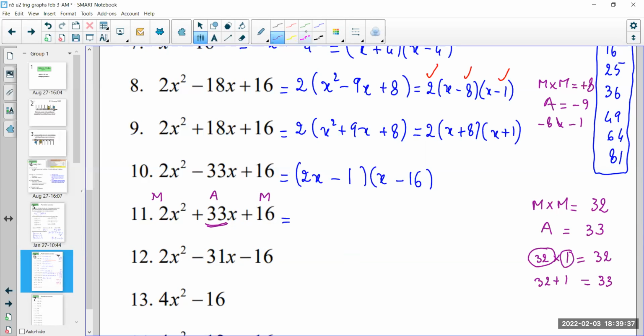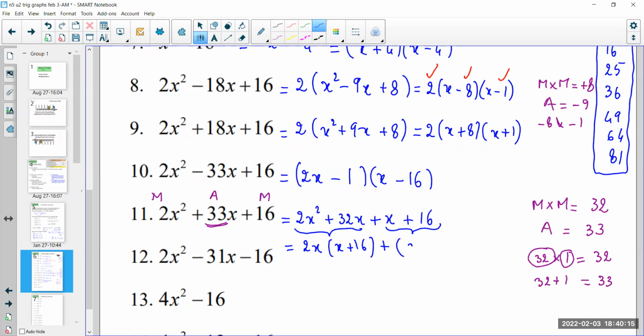And this is where MAM comes into play, because 2x squared plus 32x plus x plus 16 gives me the chance now to factorize this section, and this section. And that is 2x times x plus 16, plus on its own x plus 16.